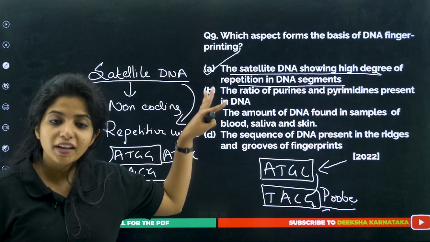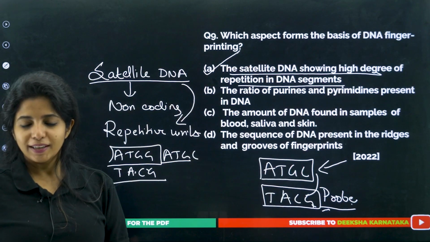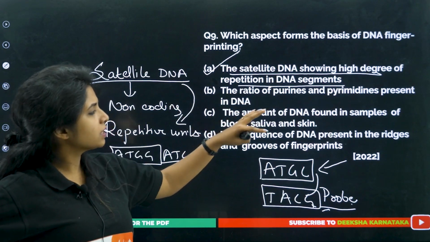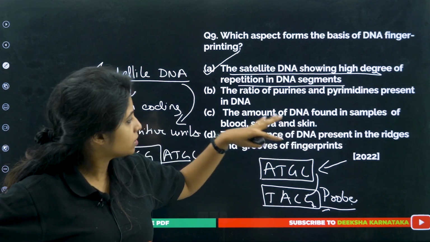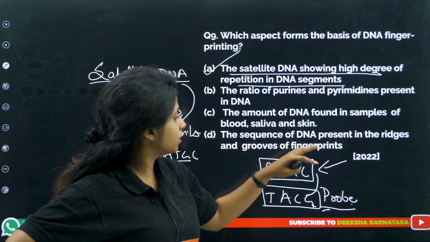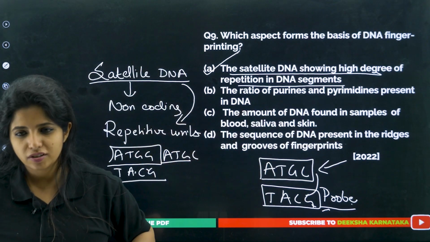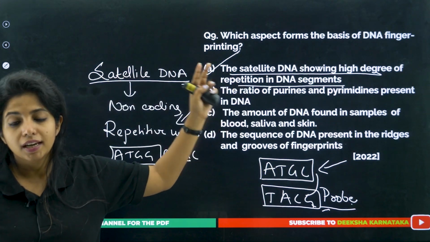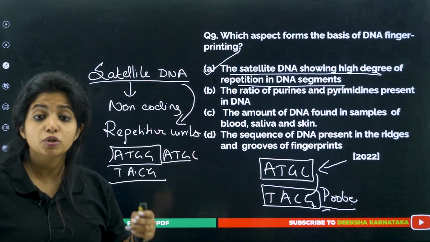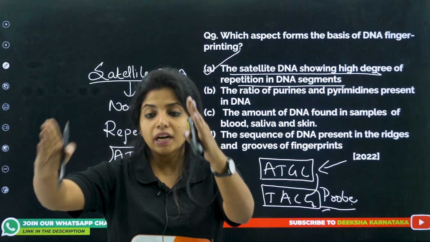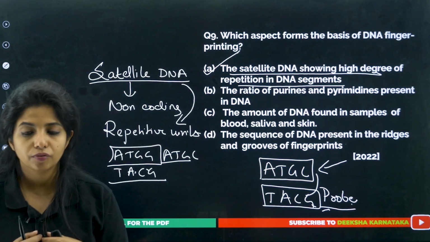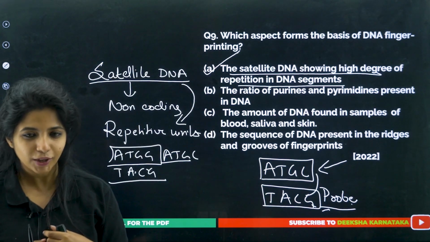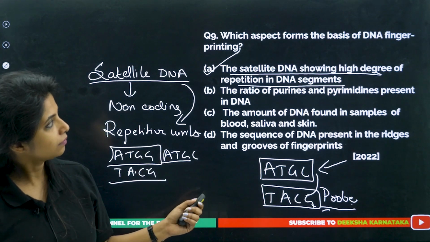You do not even have to go ahead with the next options. But the ratio of purines and pyrimidines in the DNA, no. The amount of DNA found in samples, no. The sequence of DNA present in the ridges and grooves of the fingerprints, no, my dear children. It's a satellite DNA. Just understand, DNA fingerprinting is for satellite DNA. Satellite DNA is what? Repetitive units, which are very unique in each of us. So you might have a different repetitive unit, I might have a different repetitive unit. Got it? Okay. Next question.